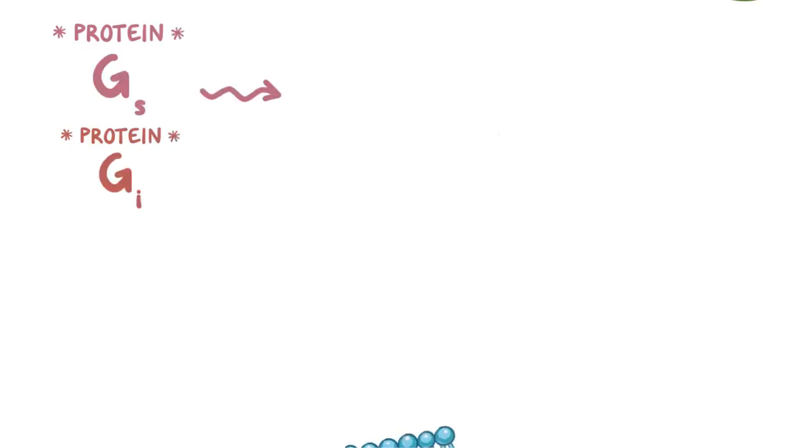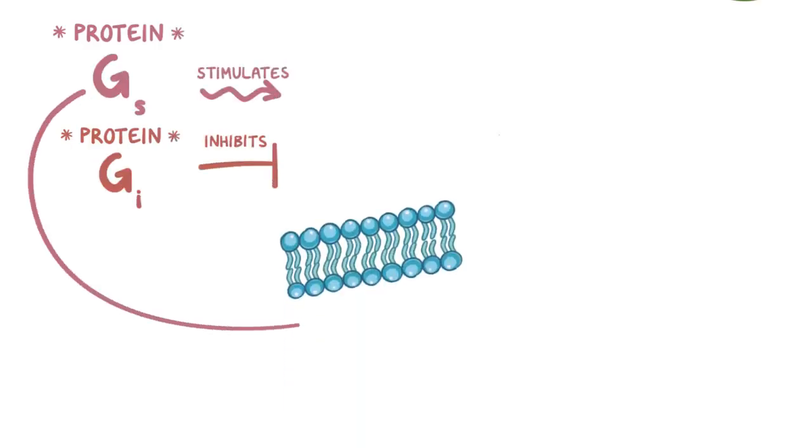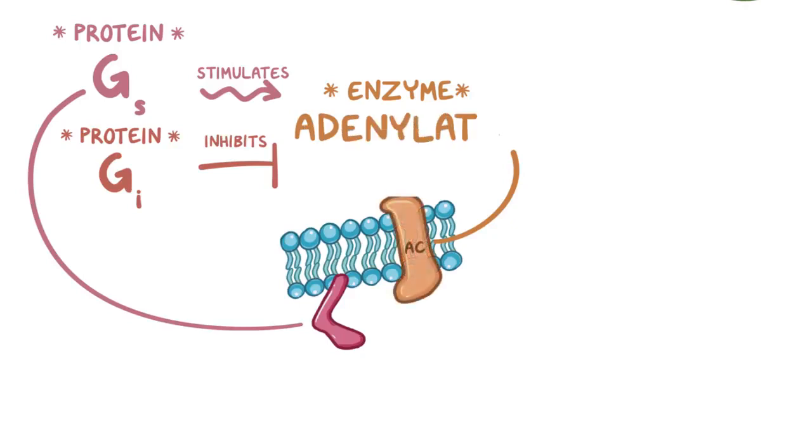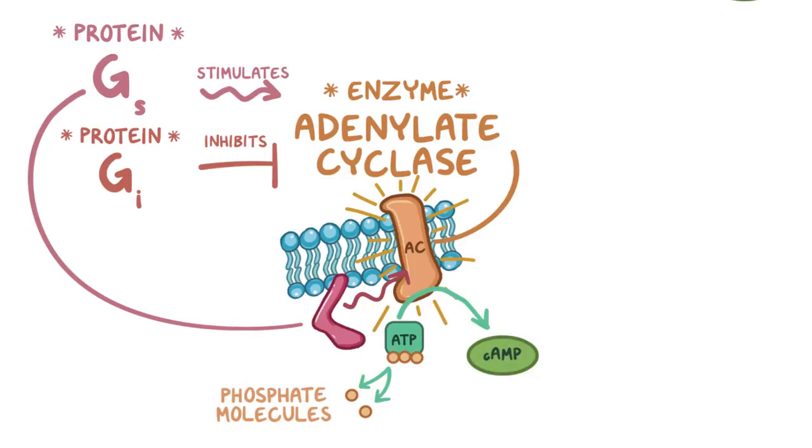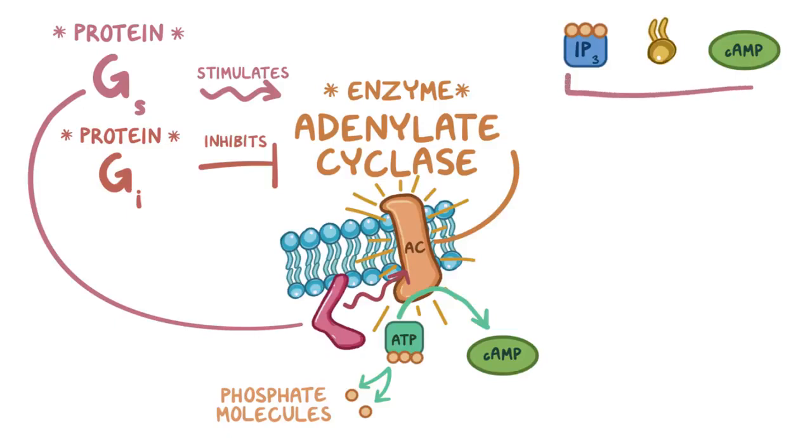On the other hand, protein Gs and Gi stimulate or inhibit, respectively, the enzyme adenylate cyclase, which takes adenosine triphosphate, or ATP, and removes 2 phosphate molecules and transforms it into cyclic adenosine monophosphate, or cAMP. Inositol triphosphate, diacylglycerol, and cAMP then go on to stimulate and inhibit different sets of enzymes and molecular pathways.